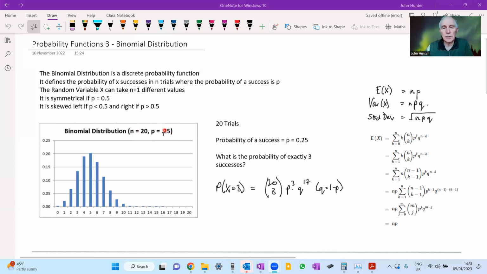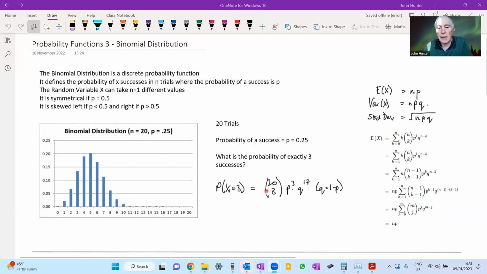We do 20 trials, and as a result of that, there are 21 different outcomes from 0 to 20 inclusive. All right, so 20 trials, P equals 0.25. What's the probability of exactly 3 successes? Well, we would write the probability that the random variable X is equal to 3.